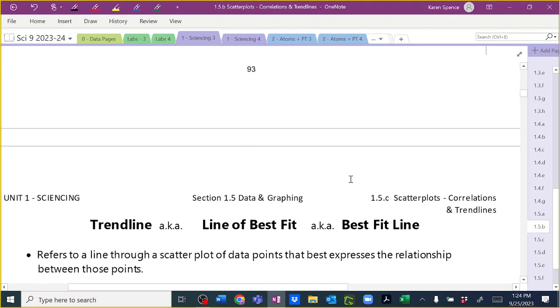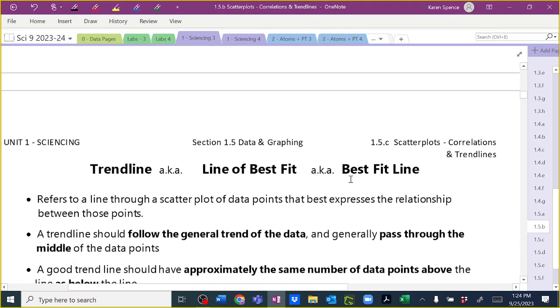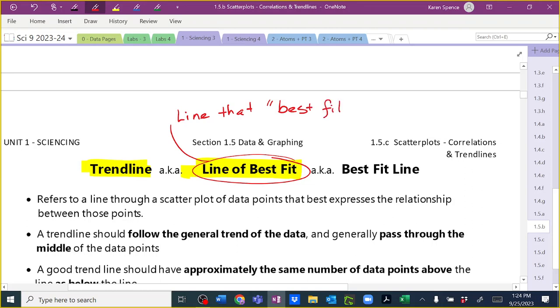Okay, 2 more words you're going to learn, but they really mean the same thing. Trend line, you've already learned that word. It's also known as a line of best fit. It's the line that best fits your data. And by that same token, we could just call it the best fit line. These are all the same.